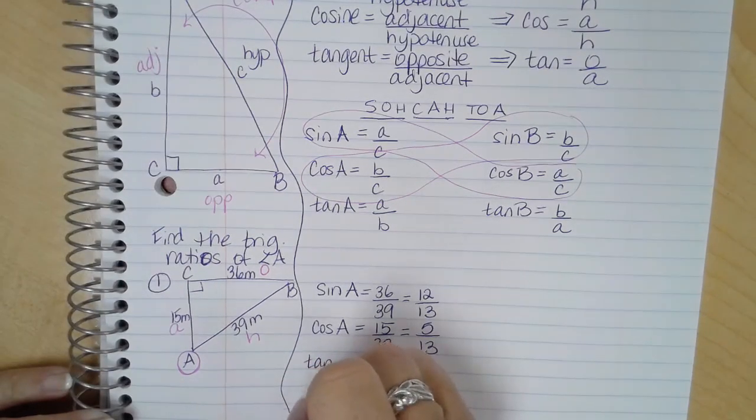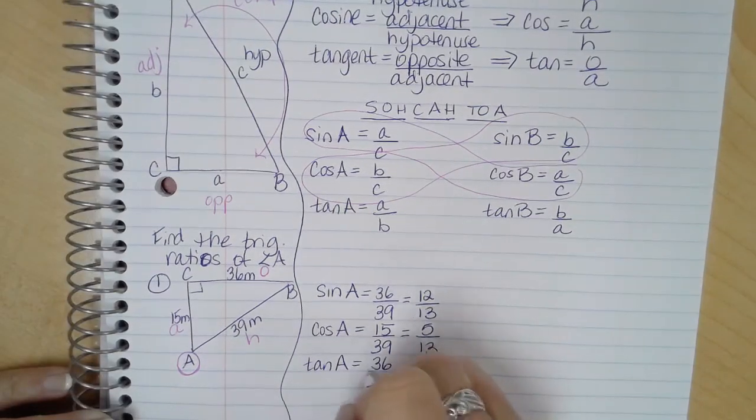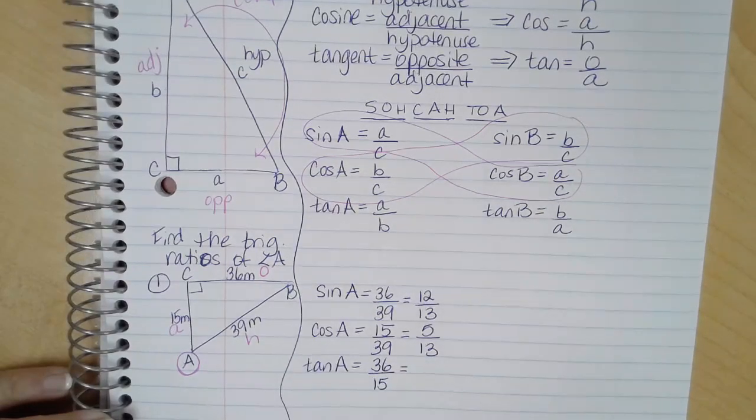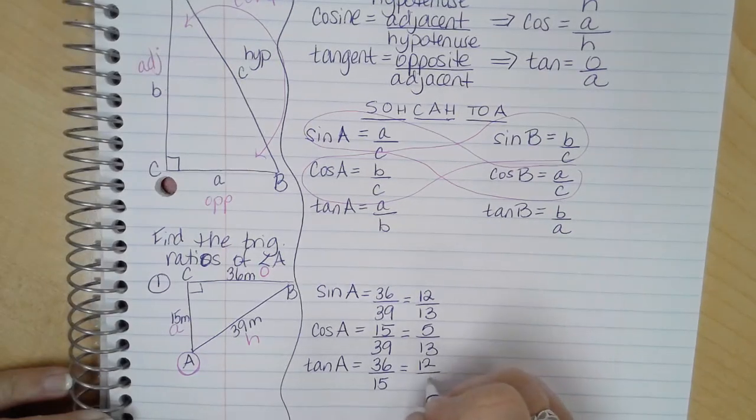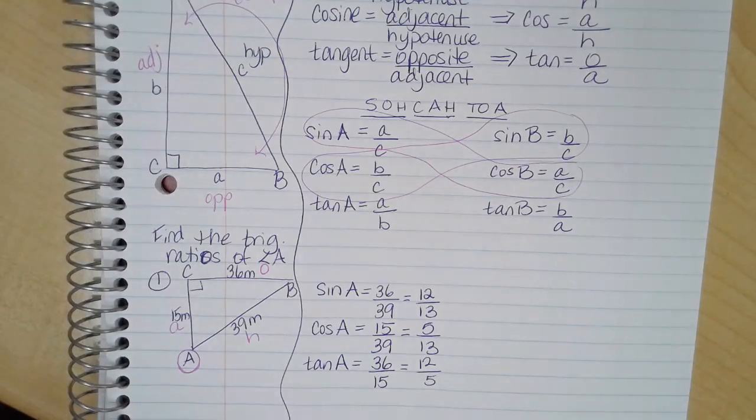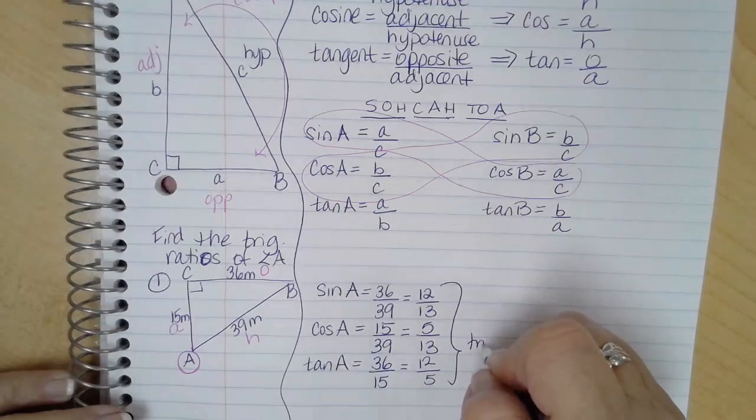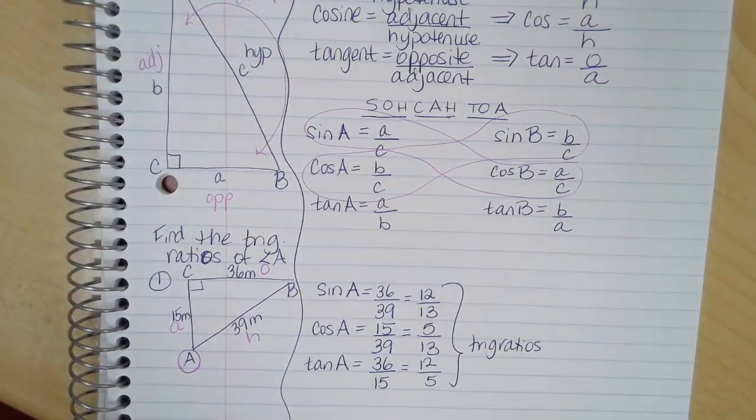Then we do tangent of angle A. Opposite, 36, over adjacent, 15. Both divisible by 3, and we get 12/5. Now, when we look at those, if all it asked for was our trig ratios, we are done. It just wants you to write it as a fraction.